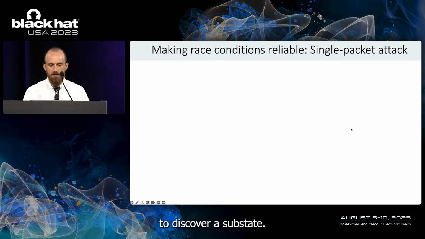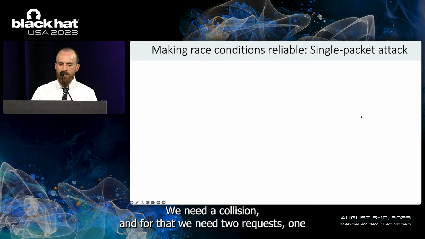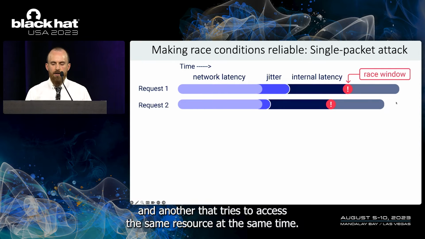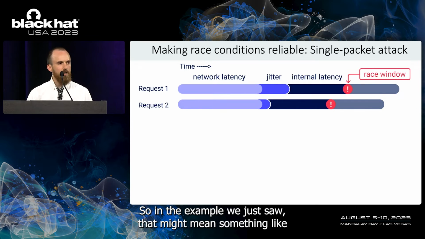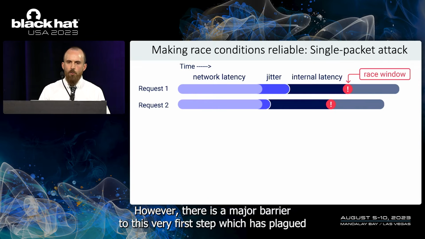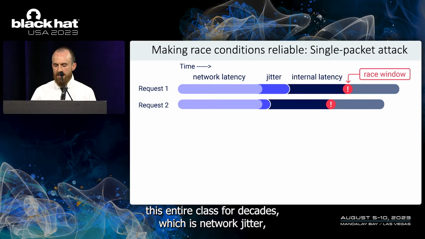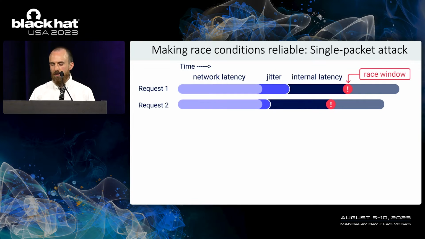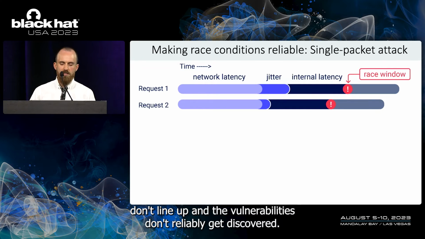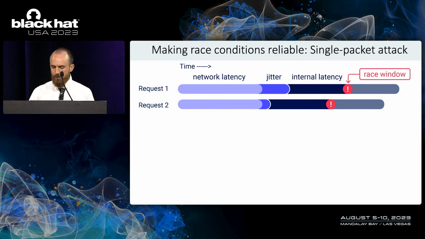To discover a substate, we need a collision, and for that we need two requests. One to trigger the substate or race window, and another that tries to access the same resource at the same time. So in the example we just saw, that might mean something like trying to log in and access the admin panel simultaneously. However, there's a major barrier to this very first step, which has plagued this entire attack class for decades, which is network jitter, which randomly delays requests, meaning that the race windows don't line up and the vulnerabilities don't reliably get discovered.